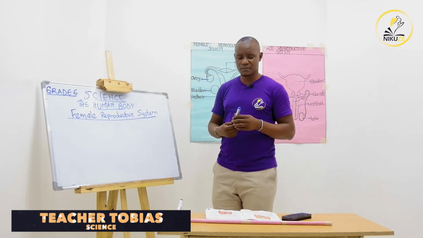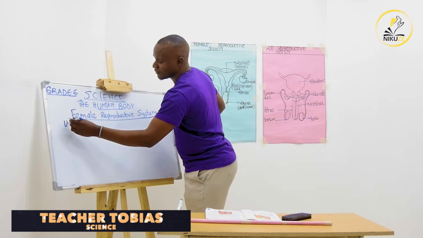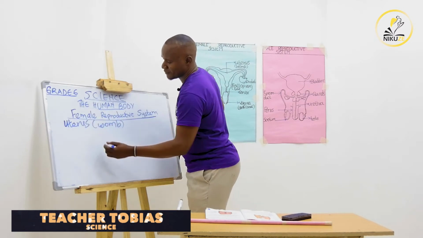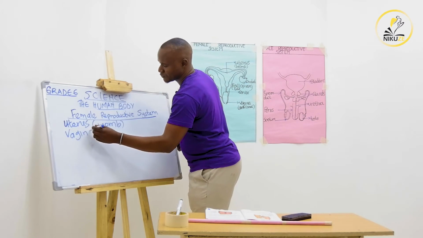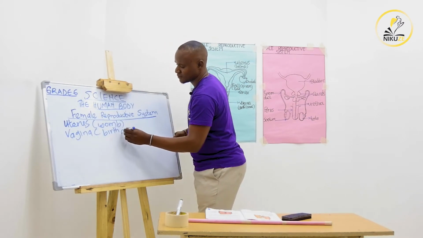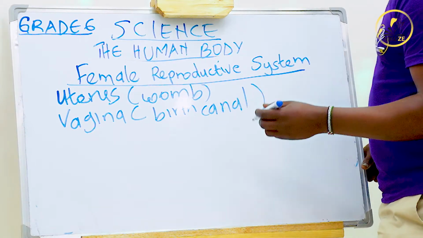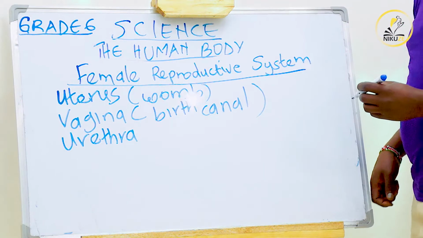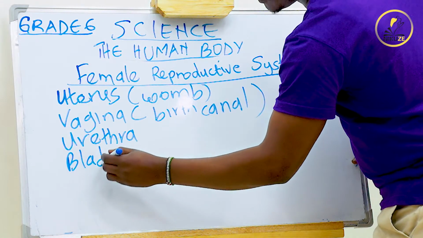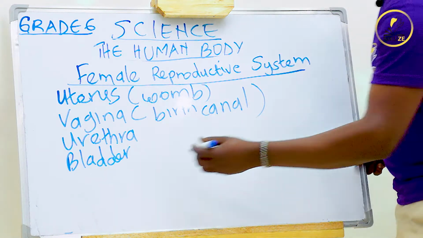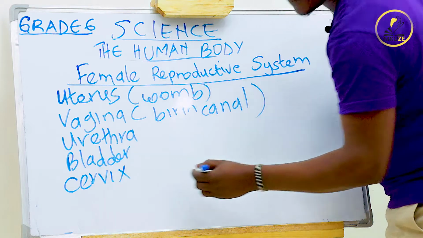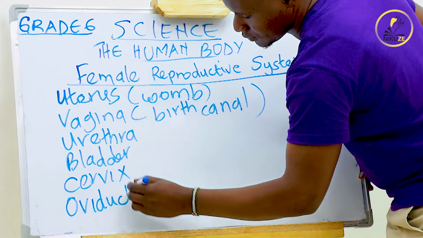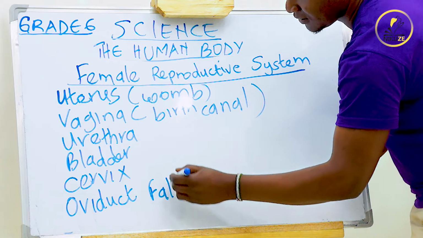Now, in the female reproductive system, we have parts such as the uterus, which is also known as the womb. Apart from that, we'll talk of the vagina, which is known as the birth canal also. From there, we have also the urethra as part. And then we'll also talk of the bladder. Then we have the cervix. So we have the oviduct. Now the other name for the oviduct is the fallopian tube.